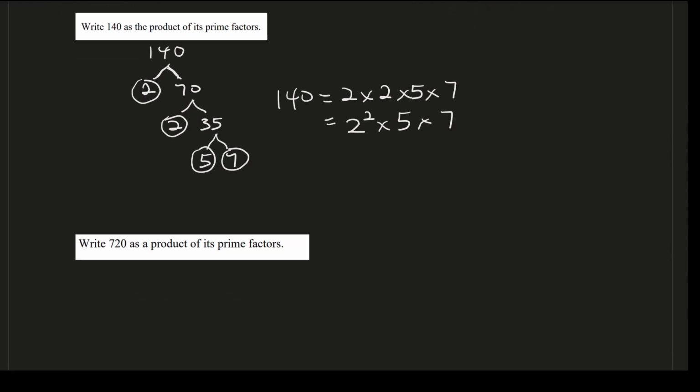Let's move on to our second question, which says write 720 as a product of its prime factors. 720. Like I said, you can choose any pair of factors. When you multiply them, you get 720. Just go in for the ones you are confident with. I want to use 2 times 360. 2 is a prime number. 360 is not. We have 2 times 180.